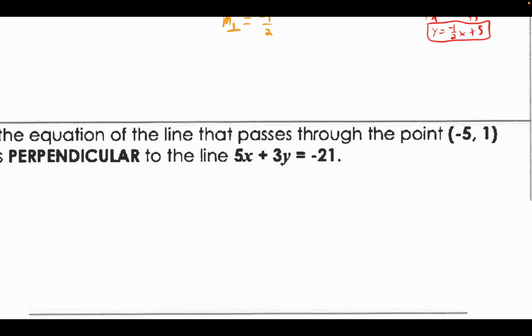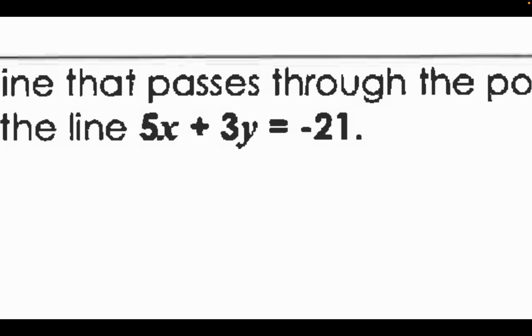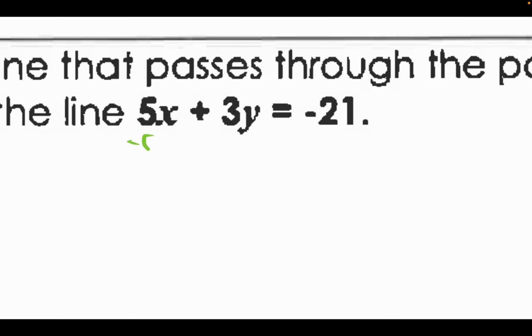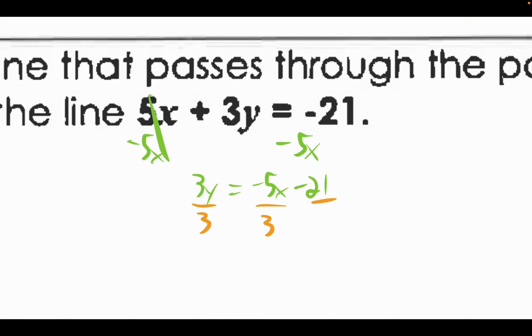So here on number 4, I have to find the slope of this line, so then I can use the opposite reciprocal slope. But in order to find the slope of this line, I need to get it in slope-intercept form, y equals mx plus b. So I'll start by subtracting 5x from each side, and I end up getting 3y equals negative 5x minus 21. I divide everything by 3 here, and I get y equals negative 5/3 x minus 7.